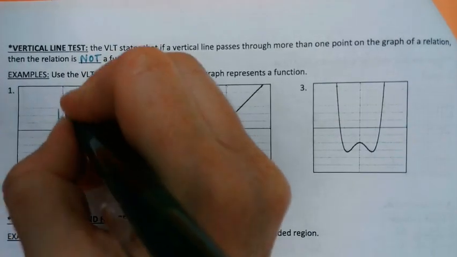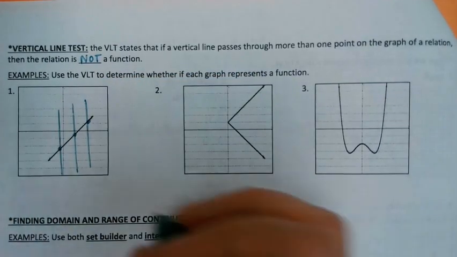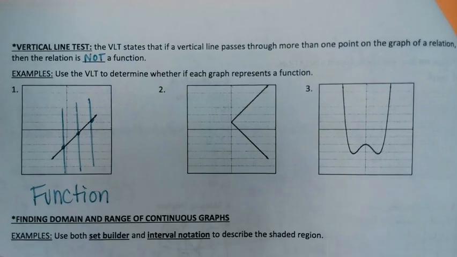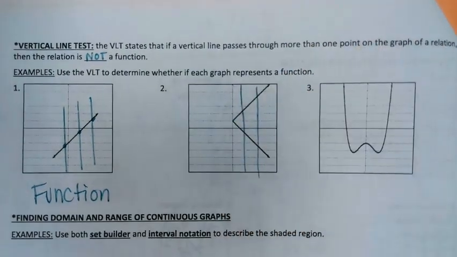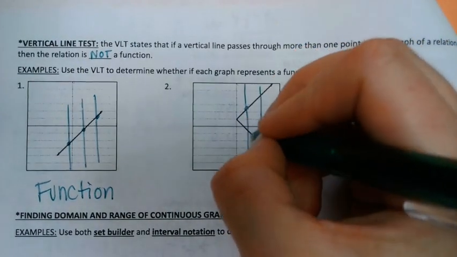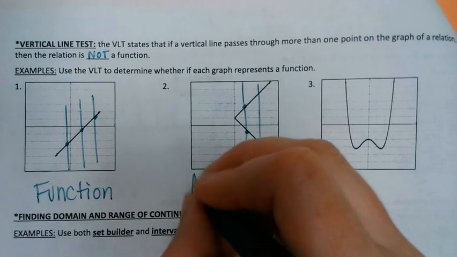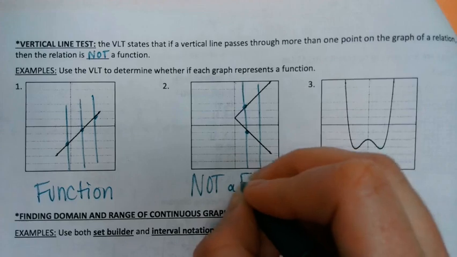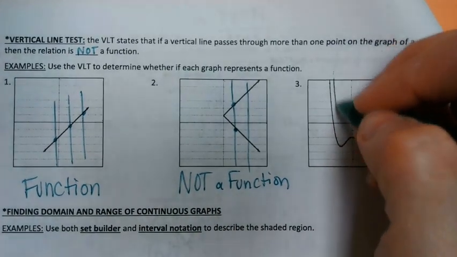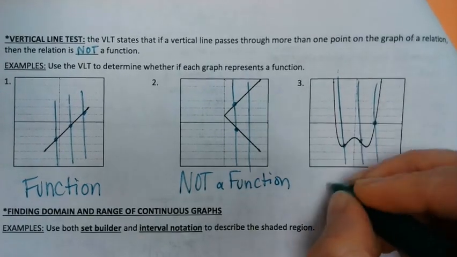Use the vertical line test to determine whether each graph represents a function. So if I were to draw vertical lines, each vertical line only passes once. So this is a function. Next one, if I draw a line, see how this line passes through twice? So automatically this is not a function. And the next one, even though this is a funky graph, it is still a function.